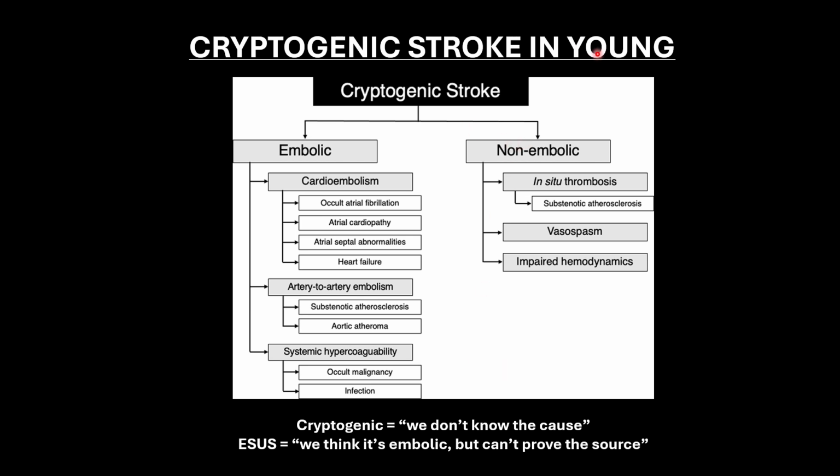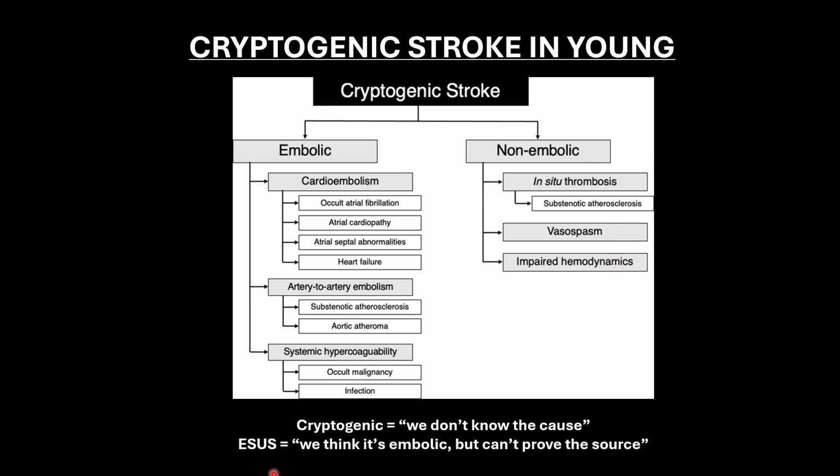The causes of cryptogenic stroke in young patients include embolic and non-embolic causes. Embolic is primarily because of atrial fibrillation and other cardioembolic reasons. Apart from that, there is artery-to-artery embolism and systemic hypercoagulable state, which was suspected in our patient since she was young, and non-embolic causes like vasospasm, in situ thrombus, and impaired hemodynamics.